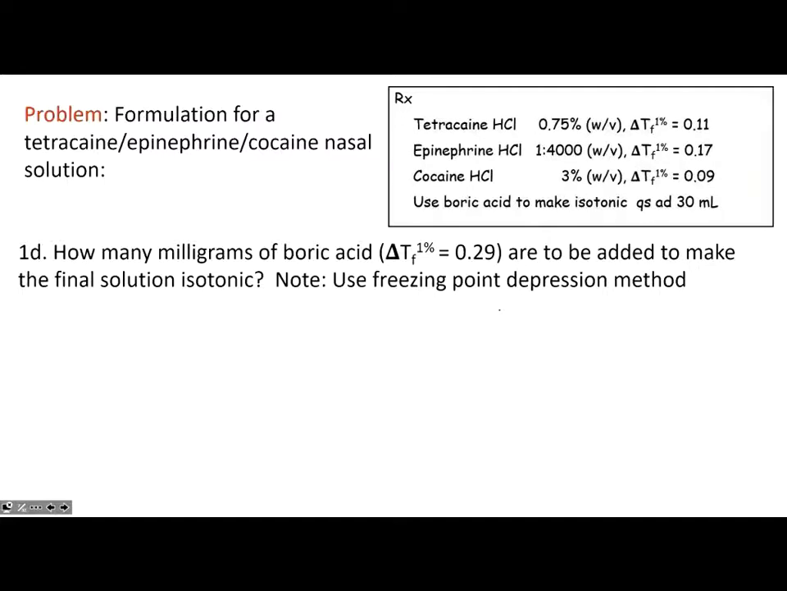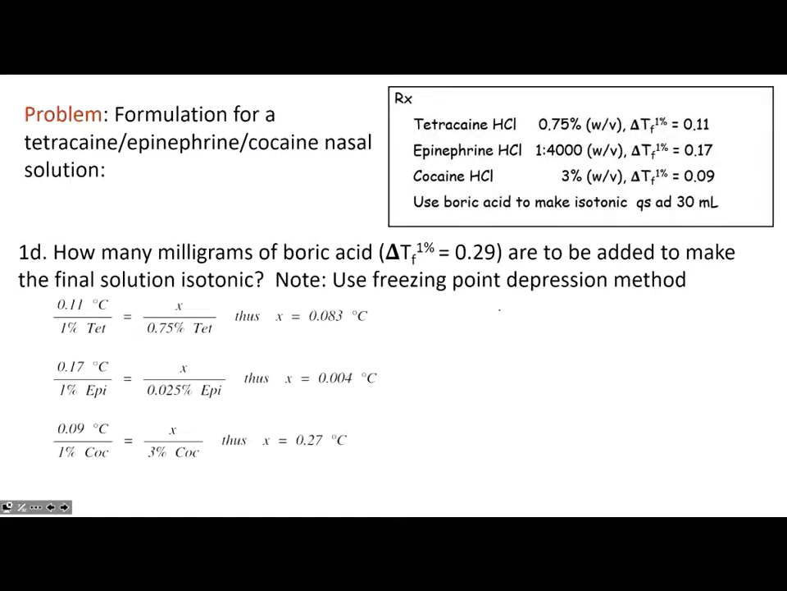I personally think this method's a little bit easier, because here's why. You can leave things in percents. If you've got your concentrations in percents, you can start with that. So let's just look, I put it all up at once, but let's just look at tetracaine, okay? Because here's my concentration as a percent weight per volume. Here's my delta TF at a percent. I know my freezing point depression is 0.11 degrees for a 1% concentration. So let's start with that.